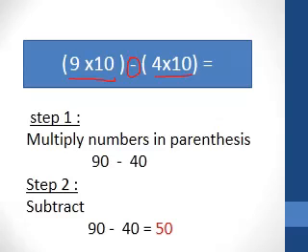Now 9 times 10, it's 90. 4 times 10 is 40, and they are separated by a minus, so I need to subtract 40 from 90. So 90 minus 40 is 50. So we only subtract 4 from 9, which is 5, and then we put the 0. Or you can place them like this: 90 minus 40. I wish you understand everything in this lecture.